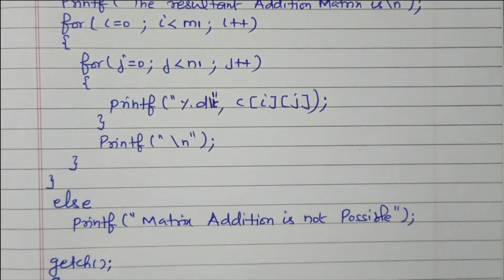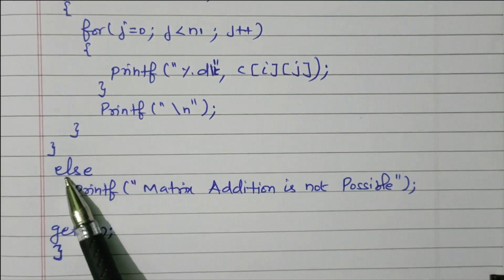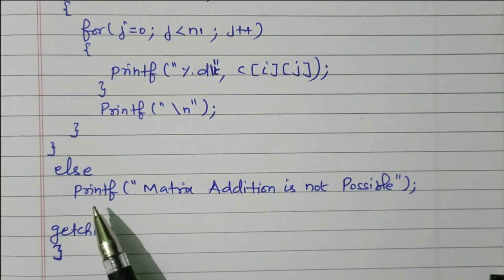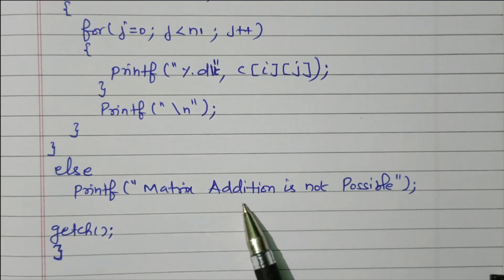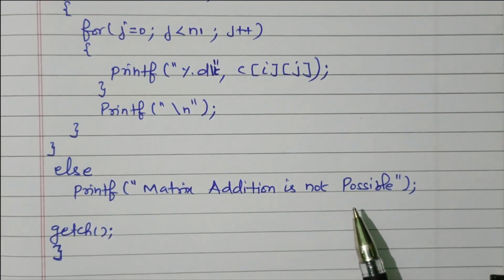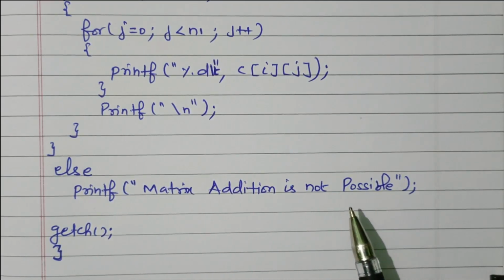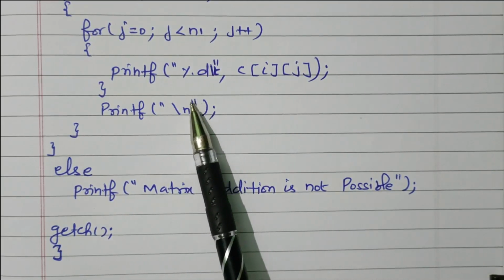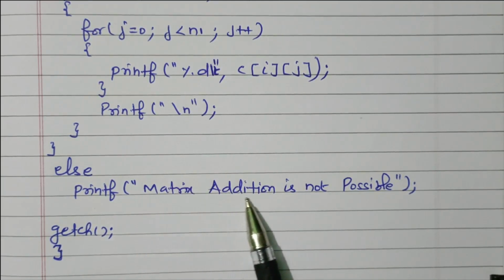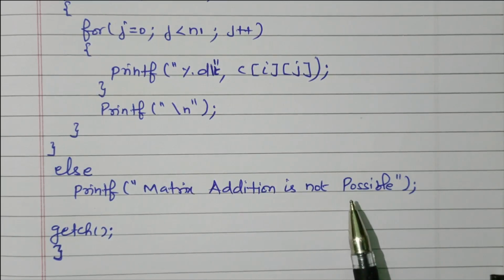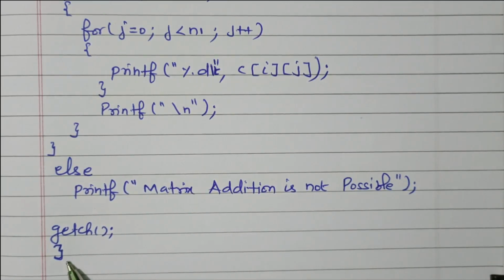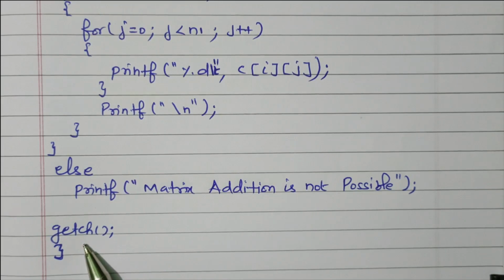Suppose the condition is not correct. Then it will go to the else part. What do we need to print? "Matrix addition is not possible because row and column sizes are not equal." If they are equal, we can process this; otherwise, we print that matrix addition is not possible. Then getch, and we can close the program. This getch is used to wait so that we can see the output: until we give one character, it will wait so that we can view the output.